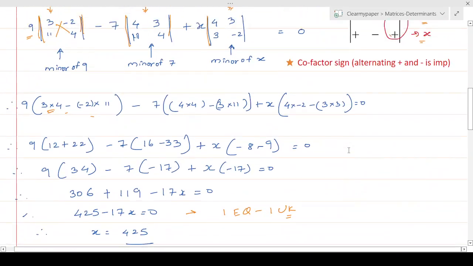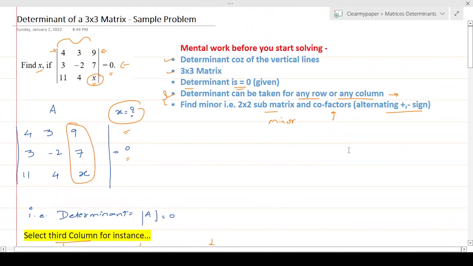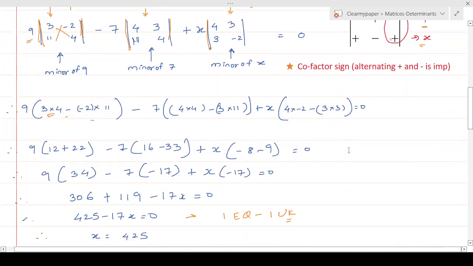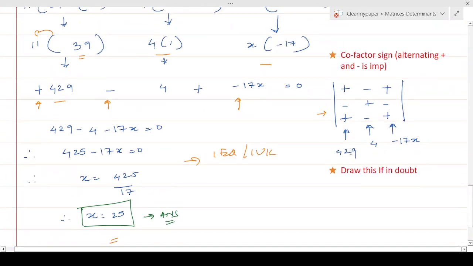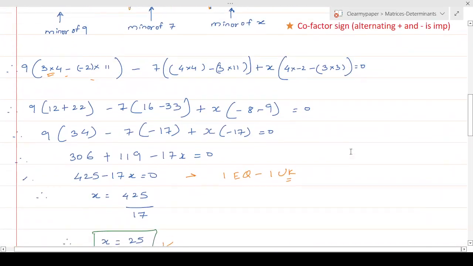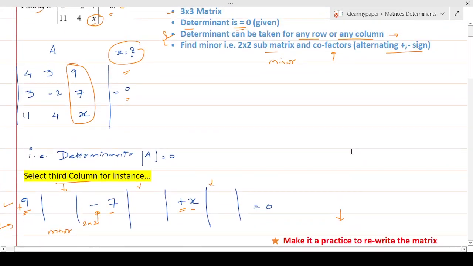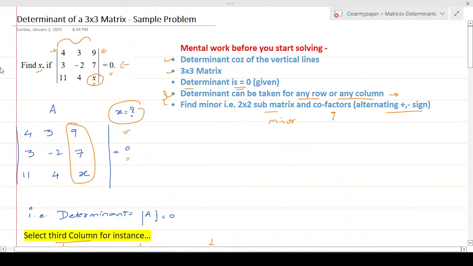That's pretty much it. How to find the determinant of a 3 by 3 matrix, a simple example, and it's very easy to do. The only pain is you will not know if the answer is right. If you make a calculation mistake, you would not know how to put it back and compute it. There is no way to verify. So hence go slow and avoid any silly mistakes.